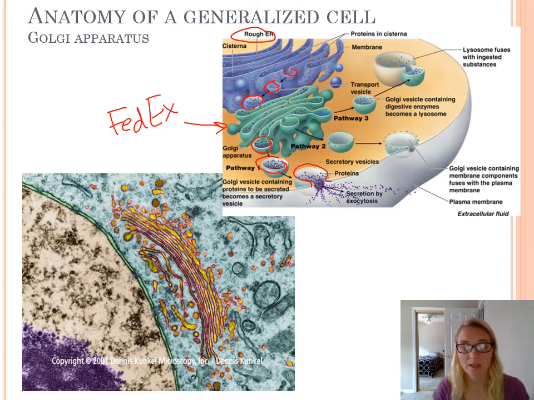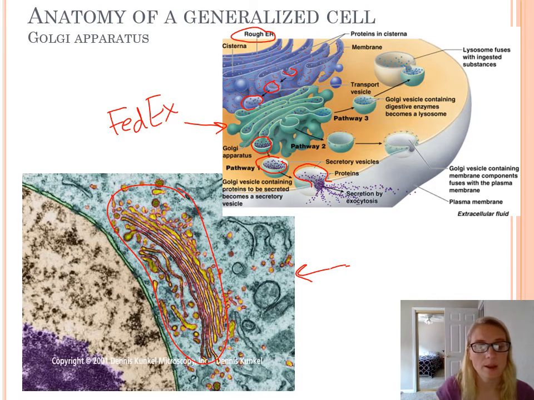Okay. So there's a drawing of it, and then here is the micrograph. We can see the micrograph picture. It's just a whole bunch of folded membranes, and you usually see all these little vesicles coming off, these little bubbles going into and coming out of the Golgi.